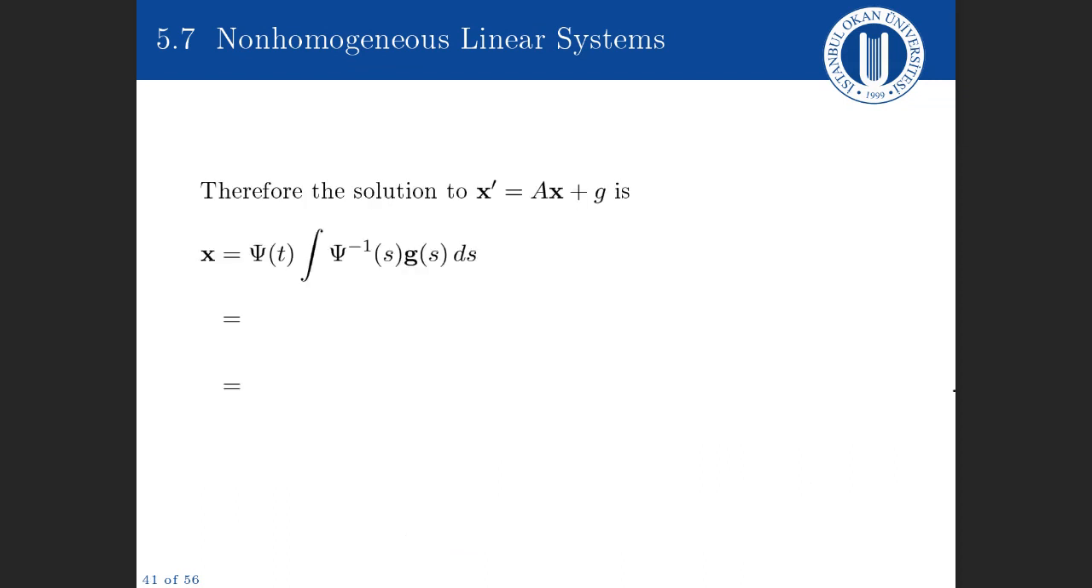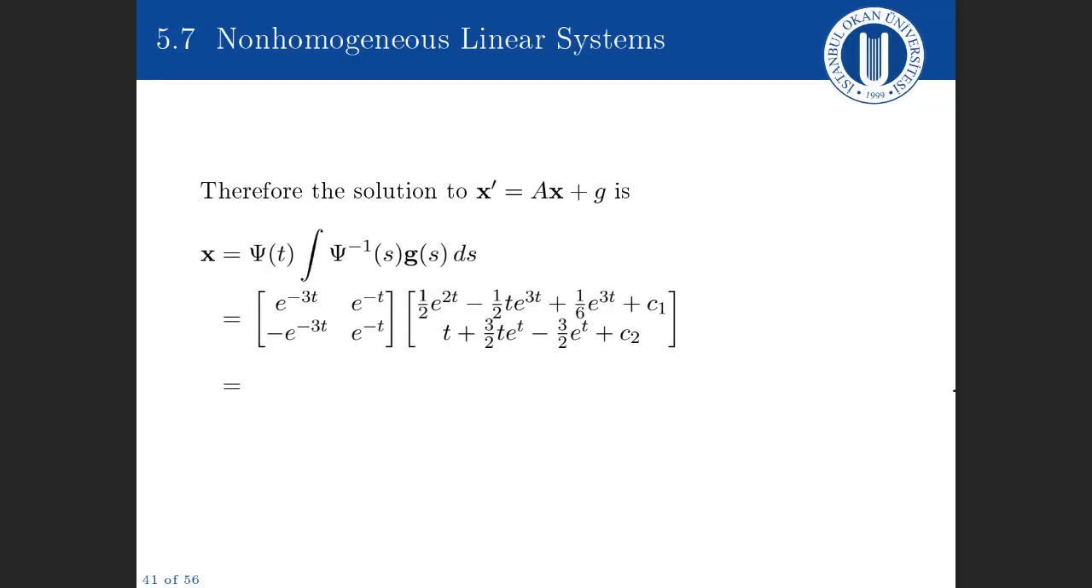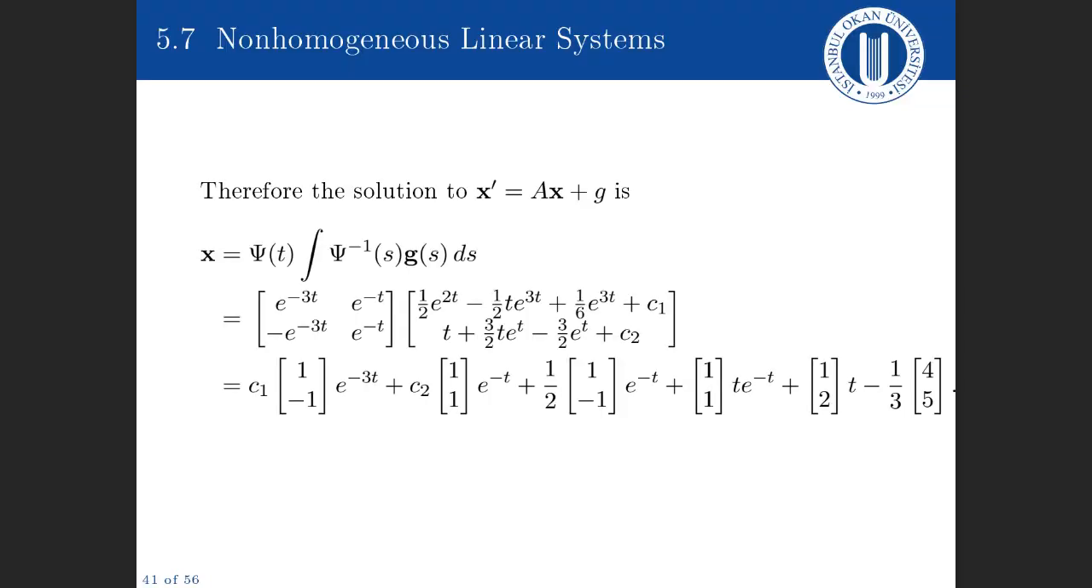And then we're almost finished. The formula is x is equal to psi times the integral of psi inverse g. So that's just a matrix multiplied by a vector. I leave it for you to check that we get this. And this is exactly the same solution that we've already found two times today.